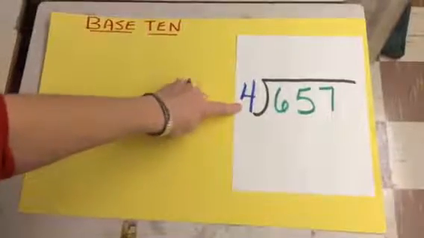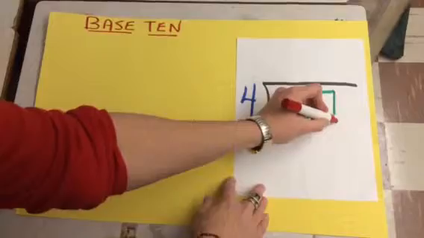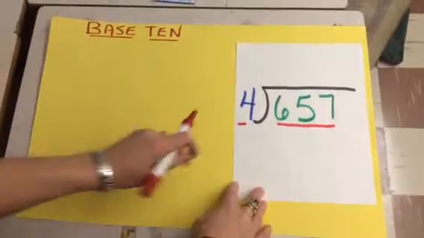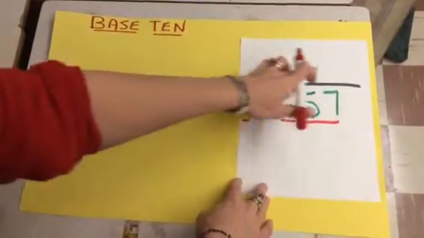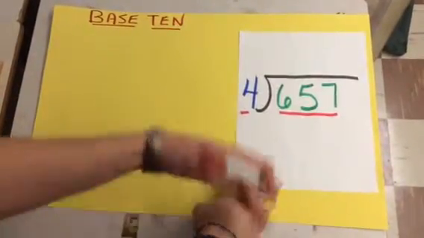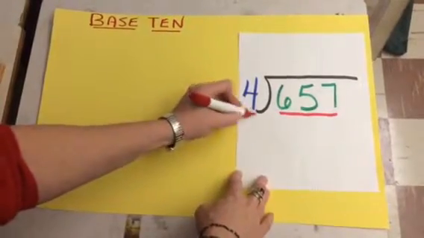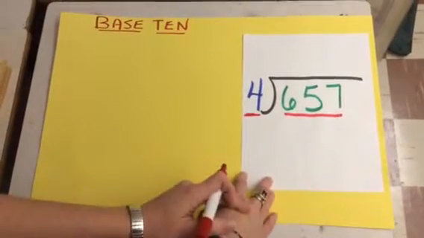We have 4 as our divisor, okay? And our dividend is 657. So, what does that tell us? Again, we're going to build 657. That's how many we have altogether. And what is dividing? It's sharing. So we want to share that up equally amongst 4 groups. Okay, so 657 divided evenly into 4 groups.